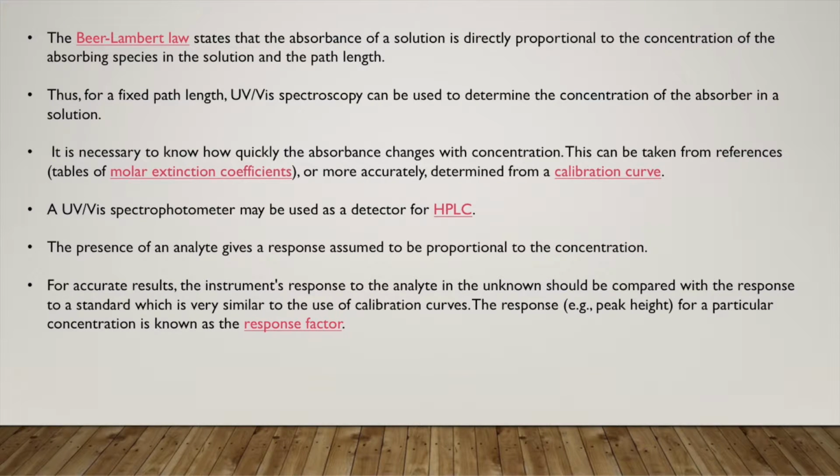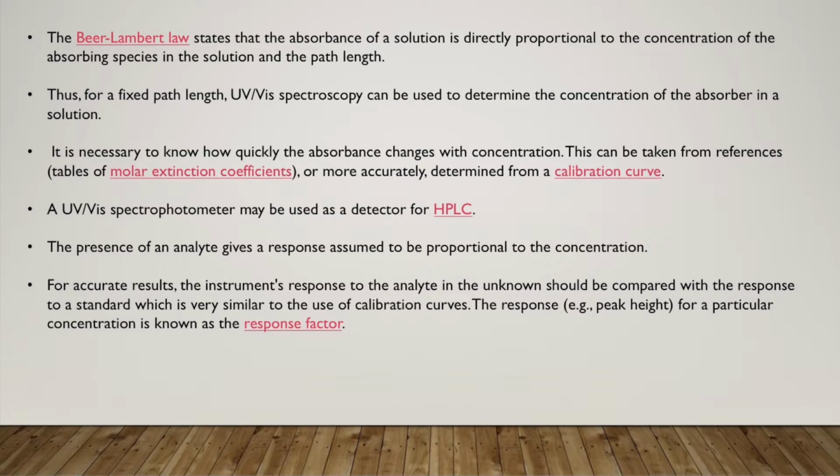So, the Beer-Lambert law states that the absorbance of the solution is directly proportional to the concentration of the absorbing species in the solution and the path length. Thus, for a fixed path length, UV-Vis spectroscopy can be used to determine the concentration of the absorber in a solution. It is necessary to know how quickly the absorbance changes with the concentration. This can be taken from references, tables of molar extinction coefficient, epsilon, or more accurately determined from a calibration curve.